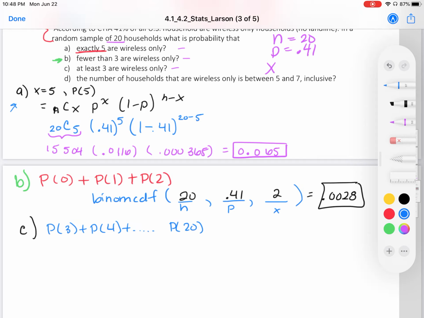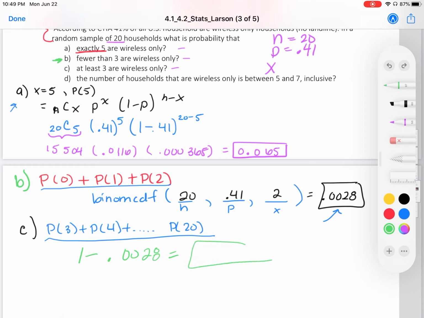Or you can be clever, right? We see that above, we found the complement. We found 0 through 2. And here you want the rest, the remainder, 3 to 20. So if I have my answer of 0.0028, and if I want the other remainder of it, I can do the complement. So I can do 1 minus 0.0028. I didn't have to do any extra calculations. Now I have a calculator with me handy. So you can go ahead and figure this out.